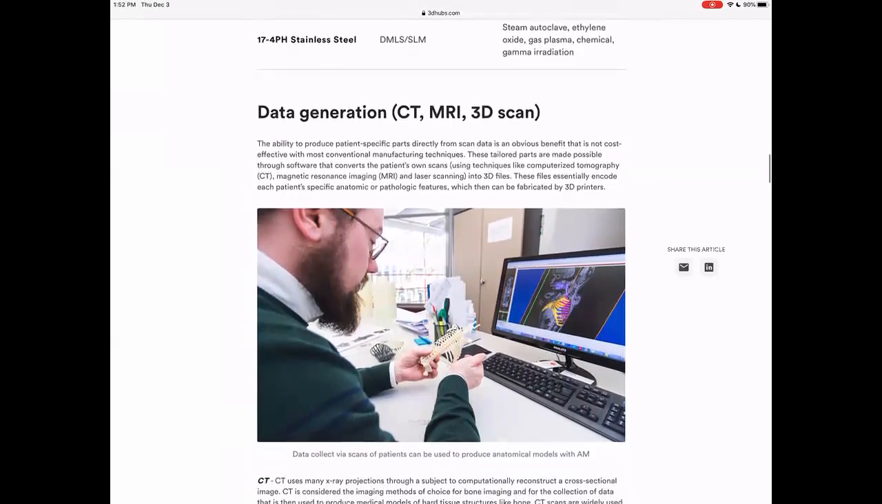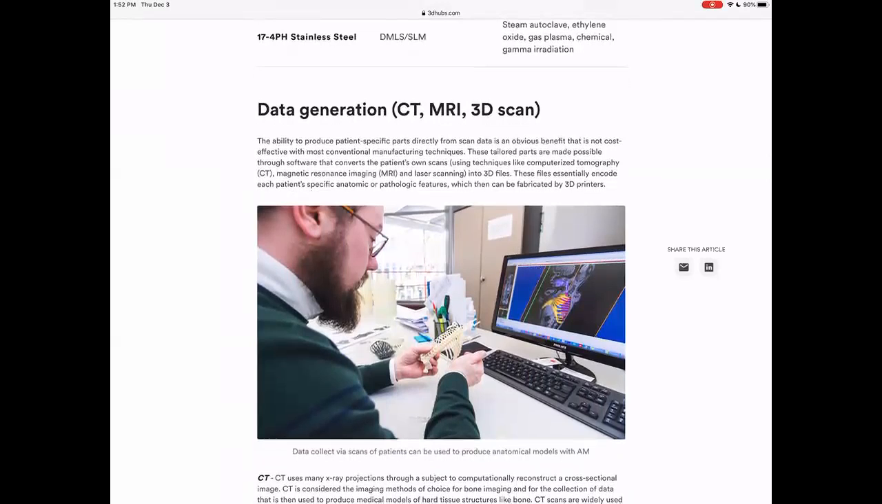Also interesting because these are generally custom implants. How do you generate data for the shape? So we know in general the shape of a hip socket, or in general the angle that the socket approaches the femur, but a lot of those things are slightly different for different people.